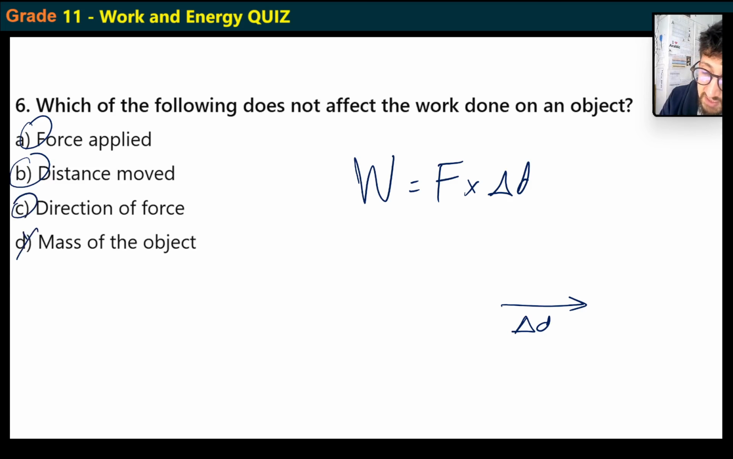So the only one that has no effect is the mass. And the mass does kind of have an influence if we're trying to work out the weight and if it's in the vertical plane, but otherwise it has no effect. So that's the most correct answer. So which one? It's the mass, D.